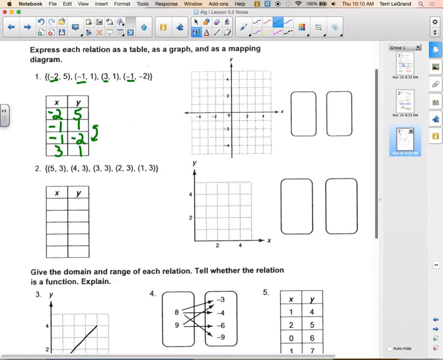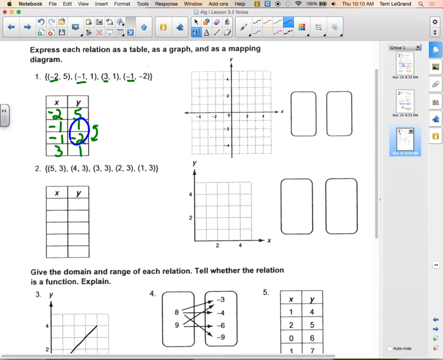Candace? Because there's 2 -1s on the x. Okay, so when x is -1, what's true? It's also 1. It has 2 different y values, doesn't it? Look at right here. It shows it right here. When x is -1, we got 2 different y values. It's not a function. Okay, let's graph those.